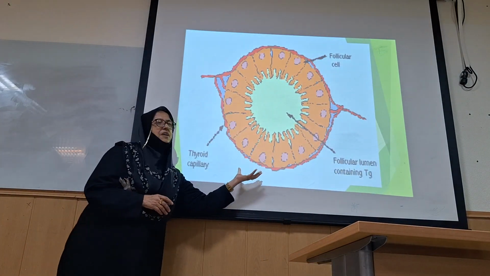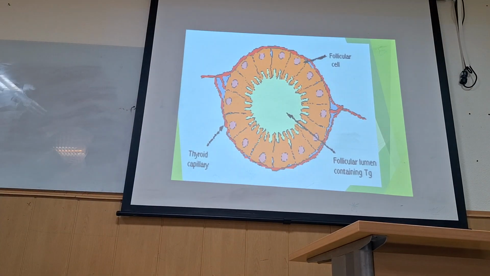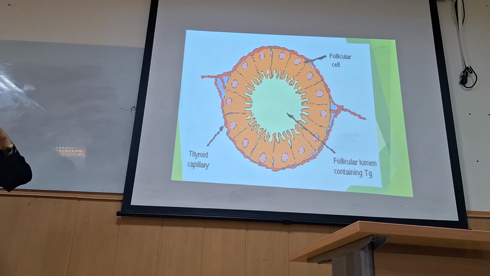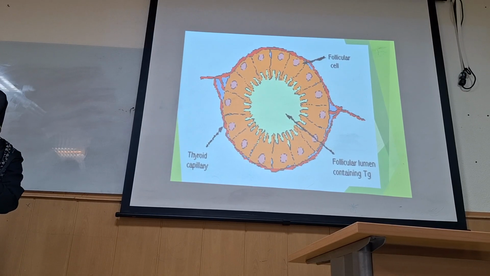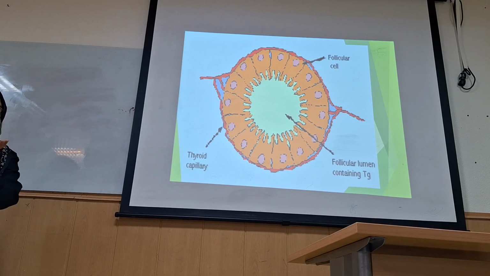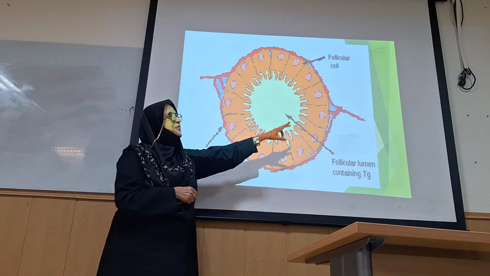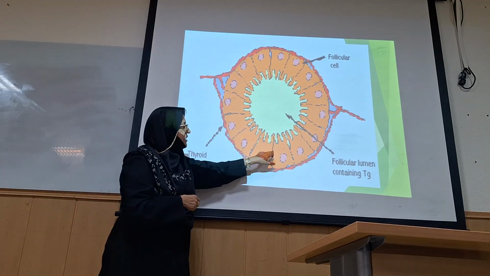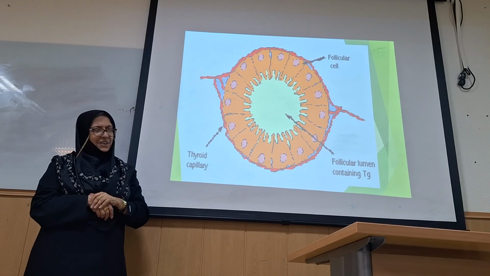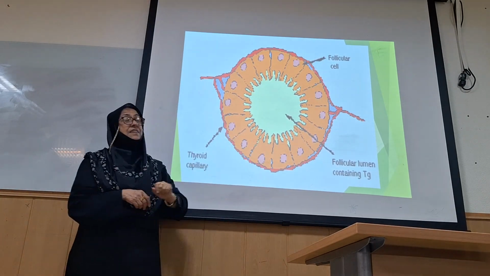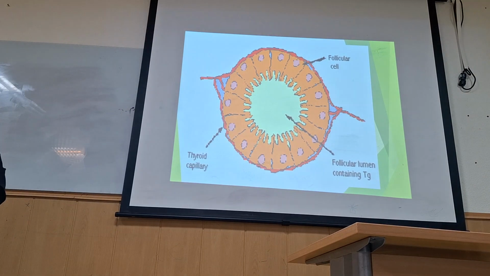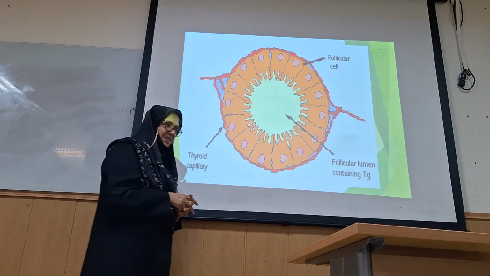This slide shows one follicle. For example, there are many follicles located around together that form a lobule. Many lobules located together form a lobe. Okay? This is one follicle. These are follicular cells. Follicular cells secrete thyroid hormones.